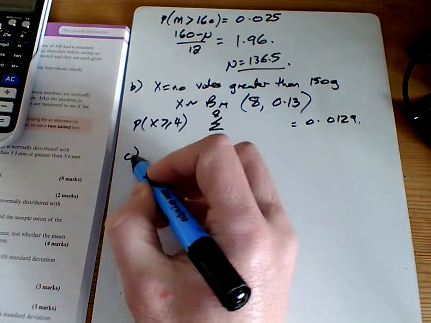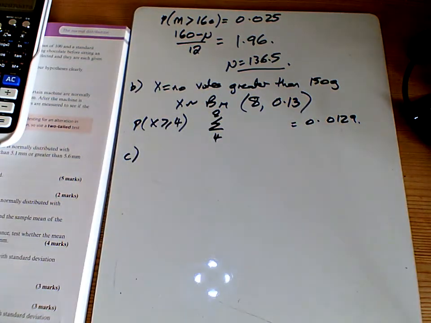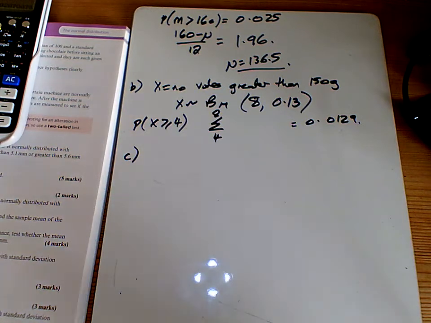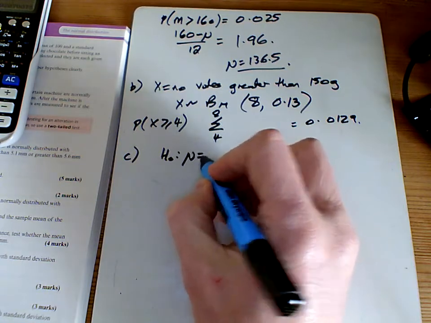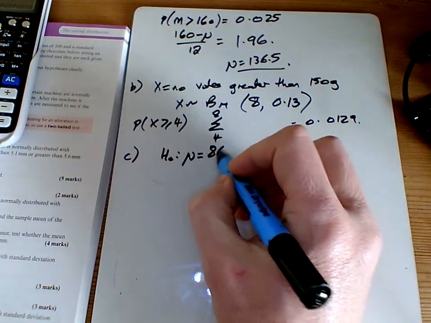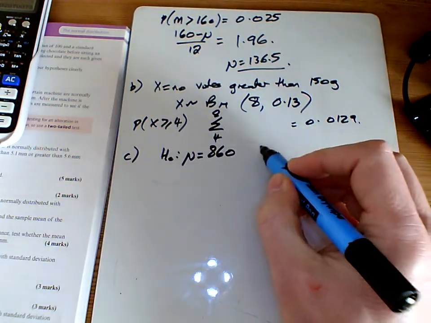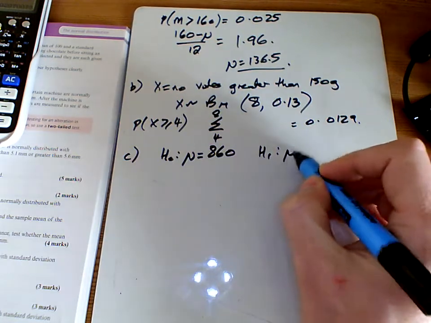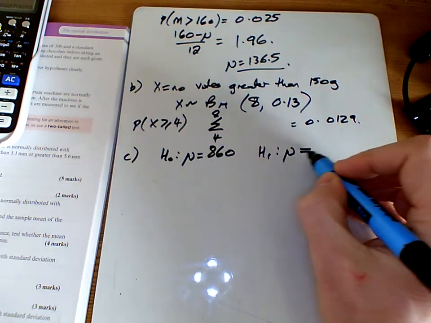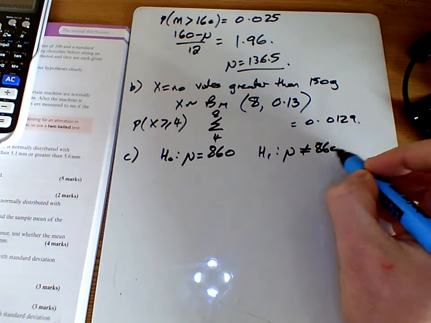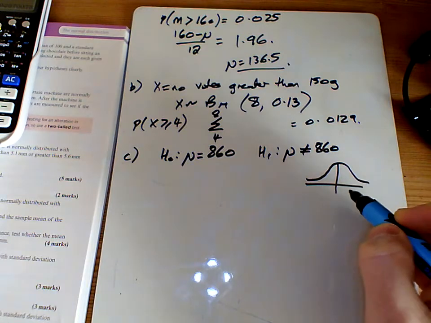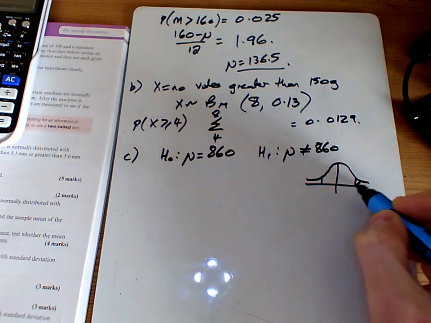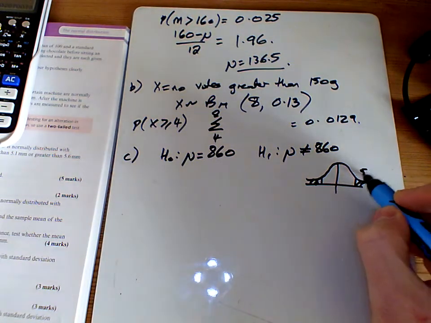Moving on to part C. We've got a hypothesis that mu is 860 is the null one, always equal here. And we're being asked, is it different from? So does it not equal 860? And we're testing at the 10% level, so I've got 5% at both ends there.